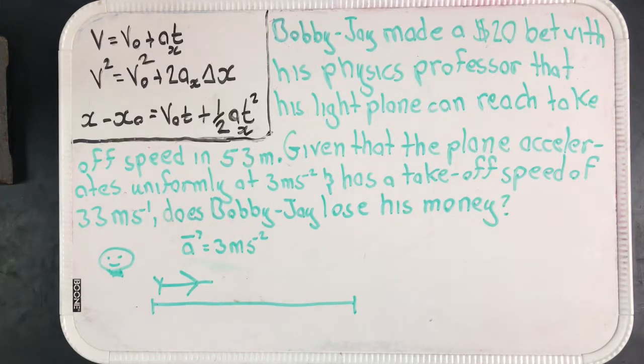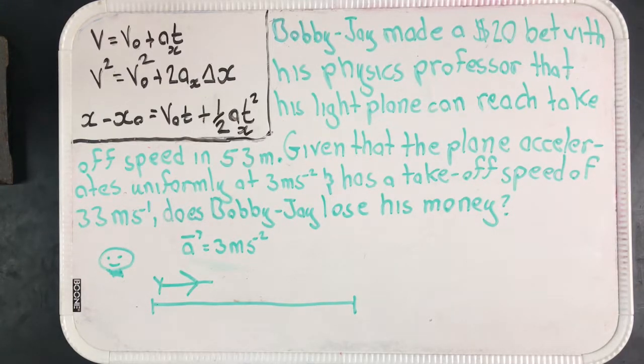And he bets his professor $20 that he has a light plane that can reach takeoff speed in 53 meters. Given that the plane accelerates uniformly at 3 meters per second squared and has a takeoff speed of 33 meters per second, does Bobby J lose his money?